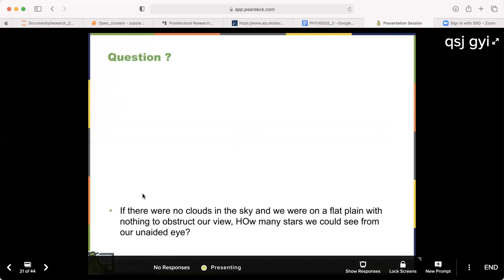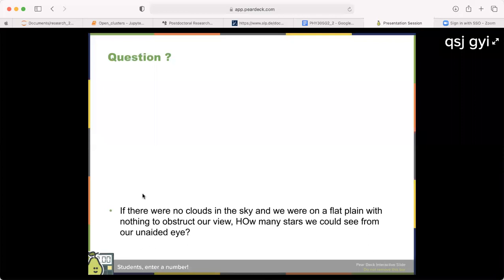Just to finish our lecture for today, let me give you this question. So shall we answer this one? This is just a guess, right? There is nothing that you can get from what I have taught today, so this is just for curiosity. If there are no clouds in the sky, and you can see this whole hemisphere when you go outside, so that means a flat plane with nothing to obstruct your view, and let's say that it is very dark, with no lights here, how many stars could we see with our unaided eye? So without a binocular or telescope, how many stars should we be able to see up in the sky with just your naked eye? This is completely a guessed answer, right?